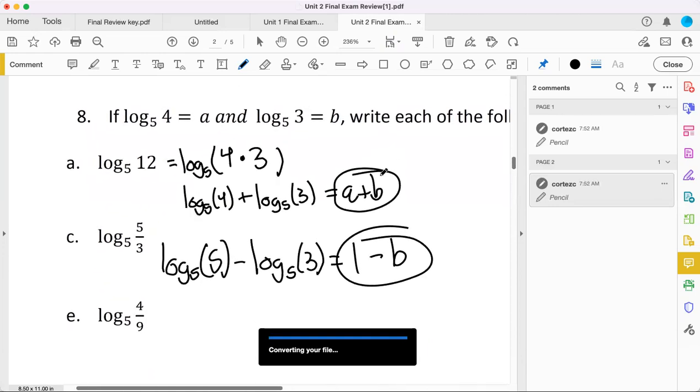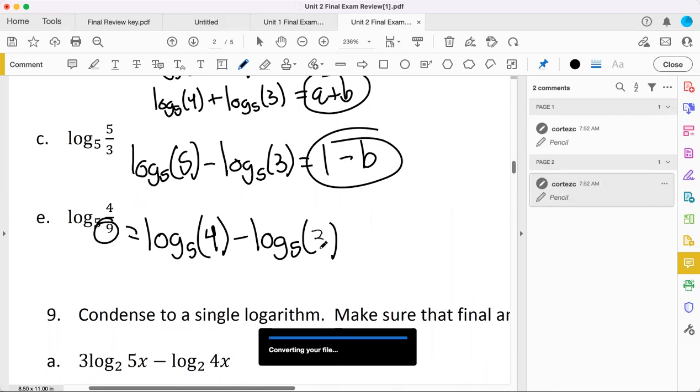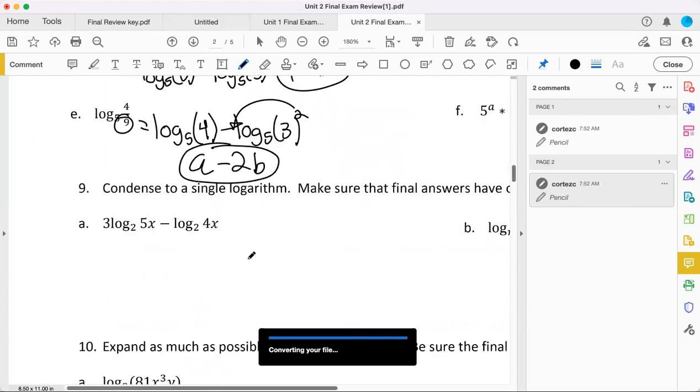Capiche? Sound good? This one's kind of cool. You might approach it same way as before. This is quotient rule again. And then you get to here, and you're like, well, I don't really know where 9 is going to take me. Well, isn't that just 3 squared? Can you then use exponent rule to rewrite it? We know log base 5 of 4 is A, and then just deduct 2 versions of log base 5 of 3, which is just B. So A minus 2B. Capiche? Makes sense?